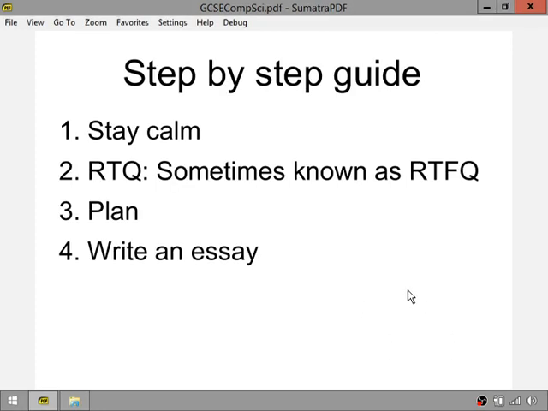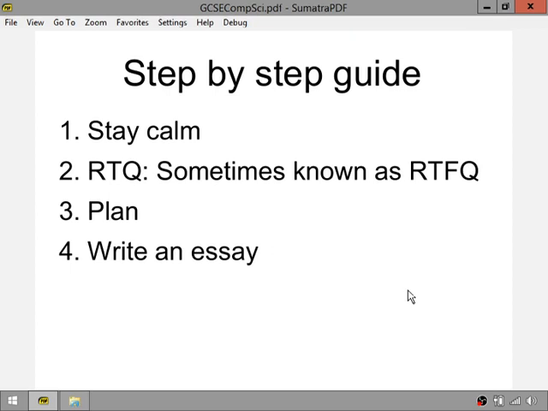So, as I mentioned in a previous video, essays are not particularly well liked by most students. If you feel uncomfortable when it comes to writing essays, you are not alone. Most students feel the same way, and most teachers feel the same way when it comes to writing essays, especially when it comes to marking them. So, to try and help with that, I've come up with a step-by-step process to try and take away some of the ambiguity of writing essays.